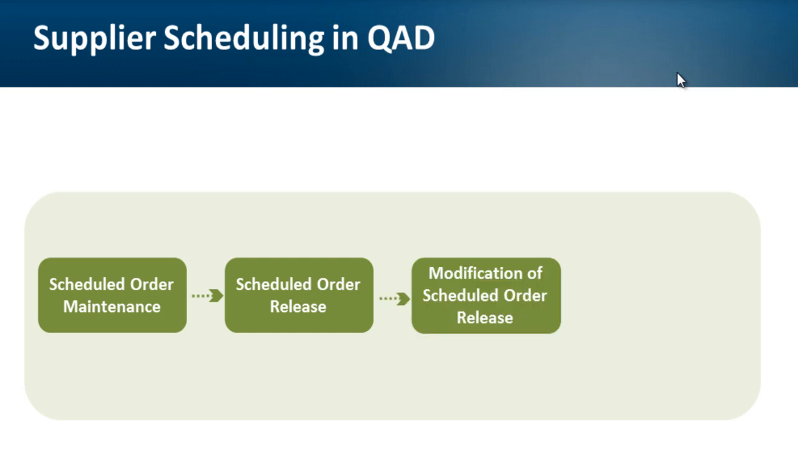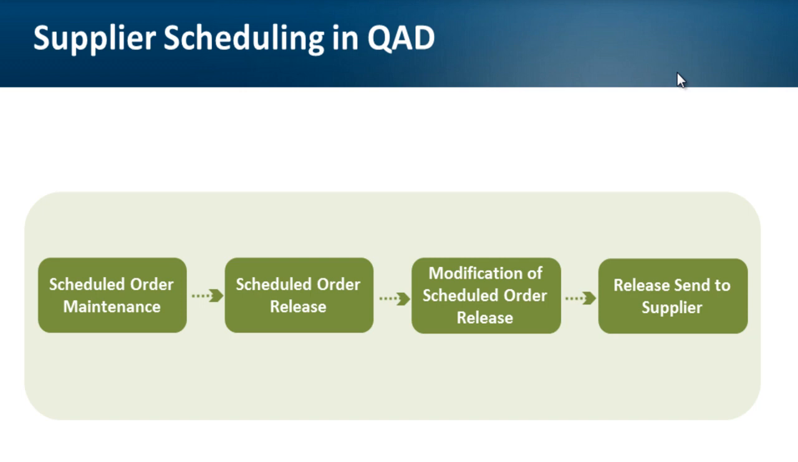Then, the buyer might need to make changes to this automatically generated supplier schedule to reflect parameters that have not been taken into account by the auto-generate function. Once the supplier schedule has been reviewed and adjusted, it is sent to the supplier.